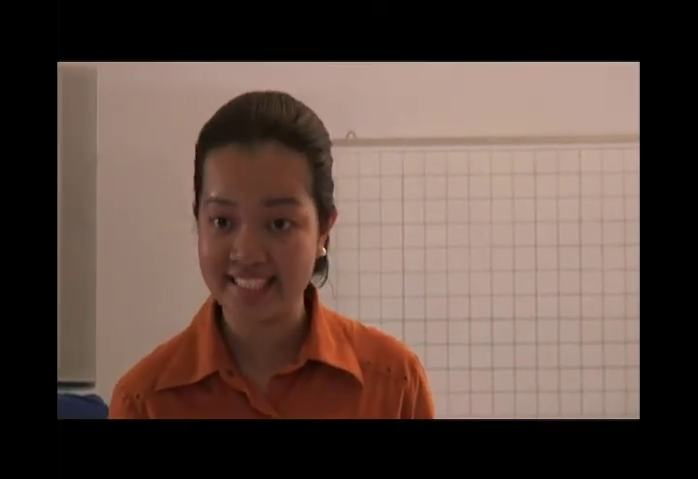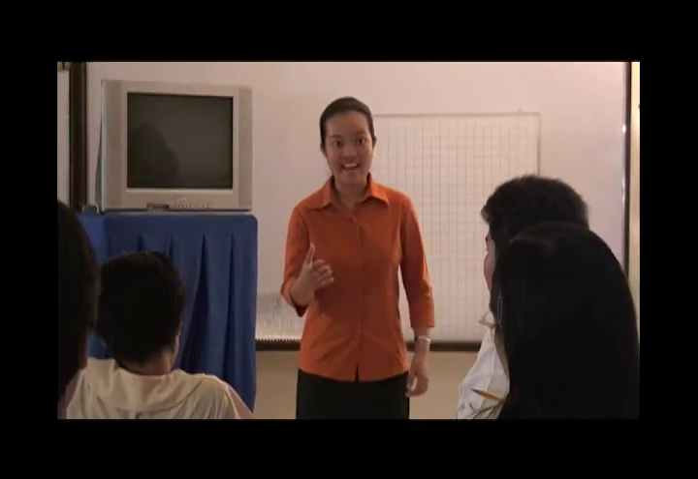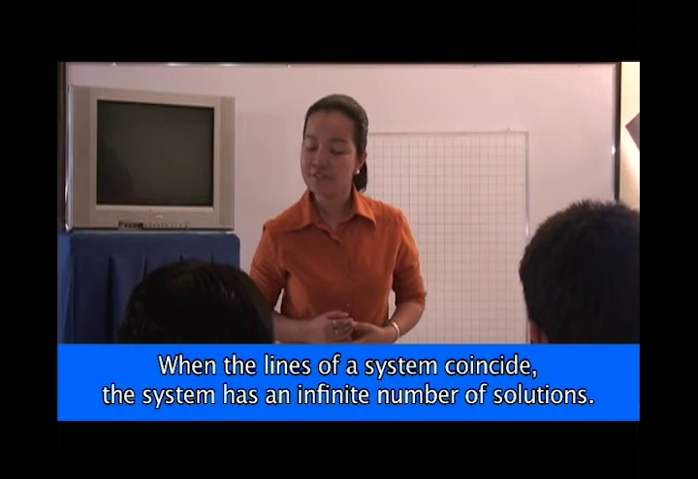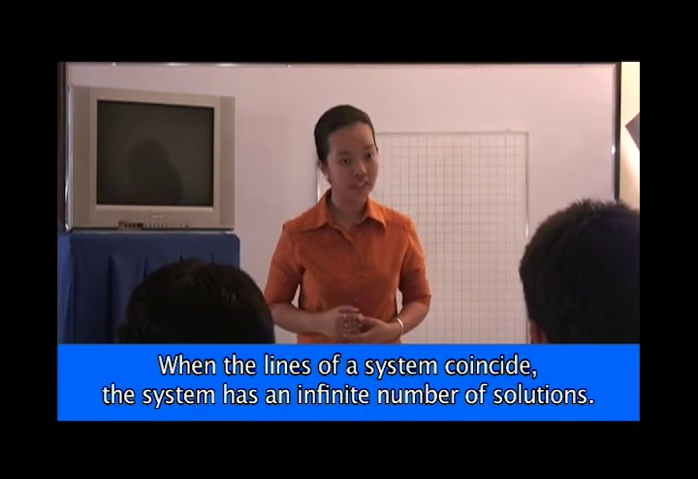And does each one satisfy both equations in the system? They should. They are points on both lines. That's correct. Ma'am, does this mean when the lines of a system overlap, there is more than one solution to the problem? Of course. Actually, when the lines of a system coincide, the system has an infinite number of solutions.